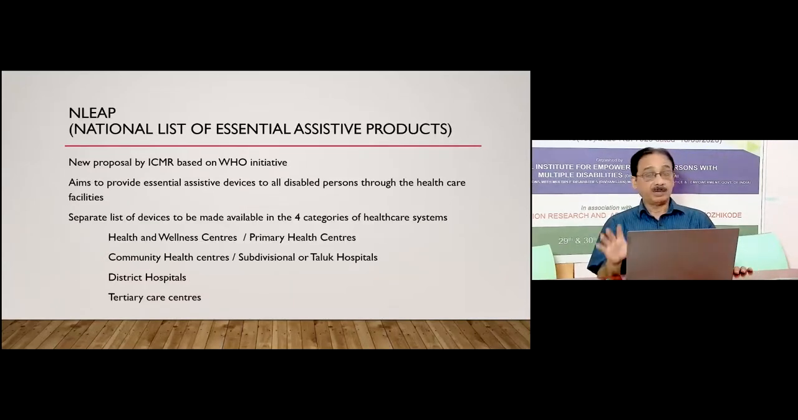So lastly, a word about the national list of essential assistive products. Based on the ICMR proposal, WHO initiative, ICMR has proposed a list of essential assistive products, also called priority assistive products. They have prepared a list of appliances which have to be mandatorily made available in various health care centers. Our health care centers are divided into 4 categories: the health and wellness centers or primary health centers, community health centers or subdivisional taluk hospitals, then the district level hospitals, and tertiary care centers. So there are specific items to be made available mandatorily in each of these health centers.